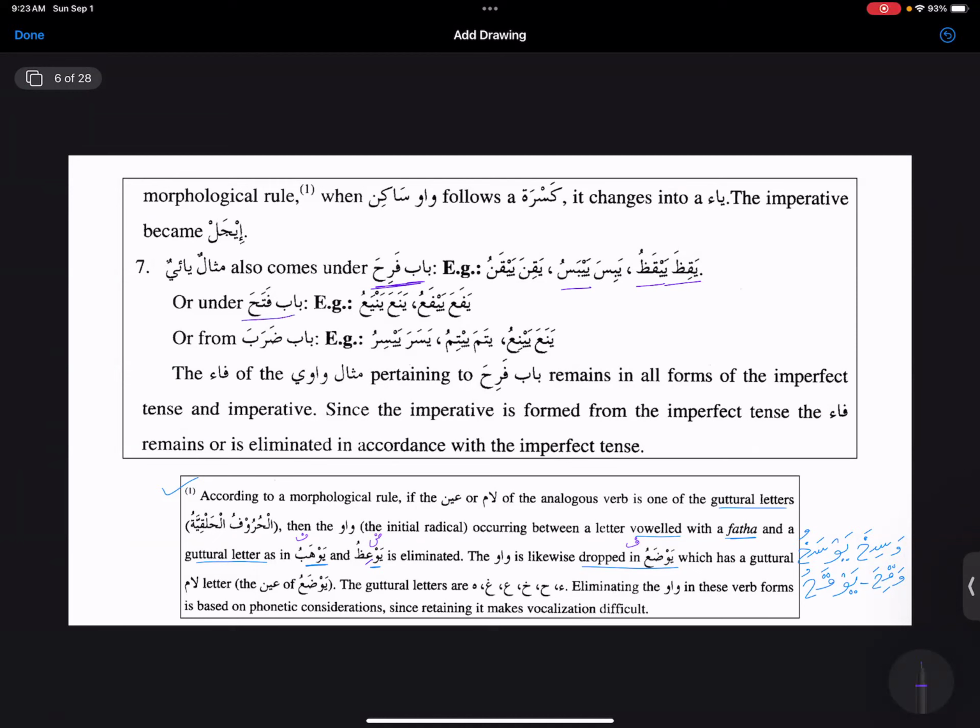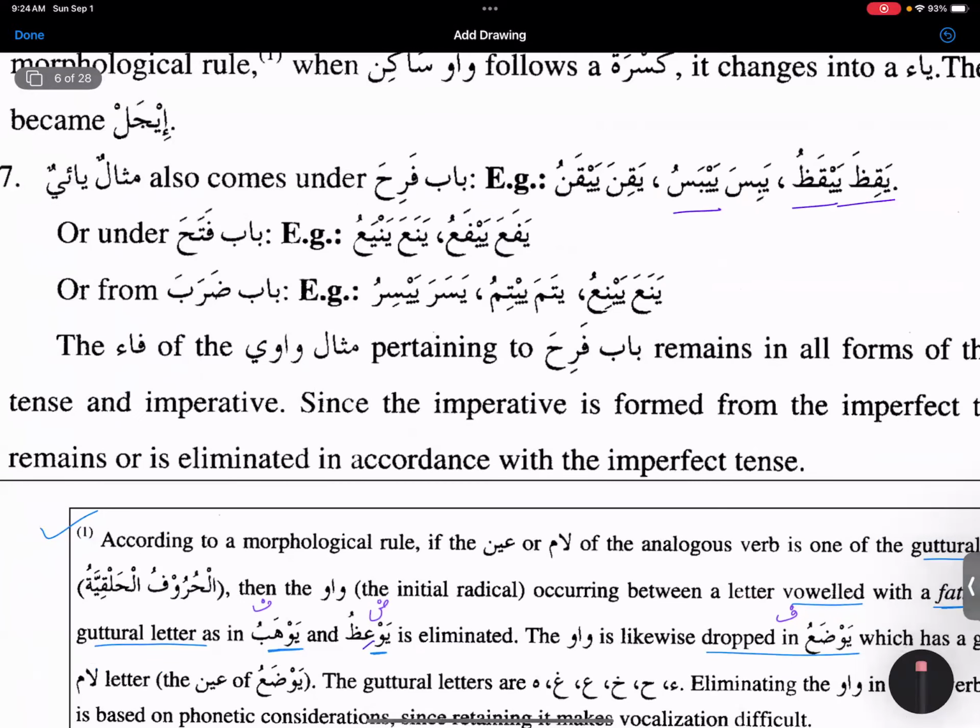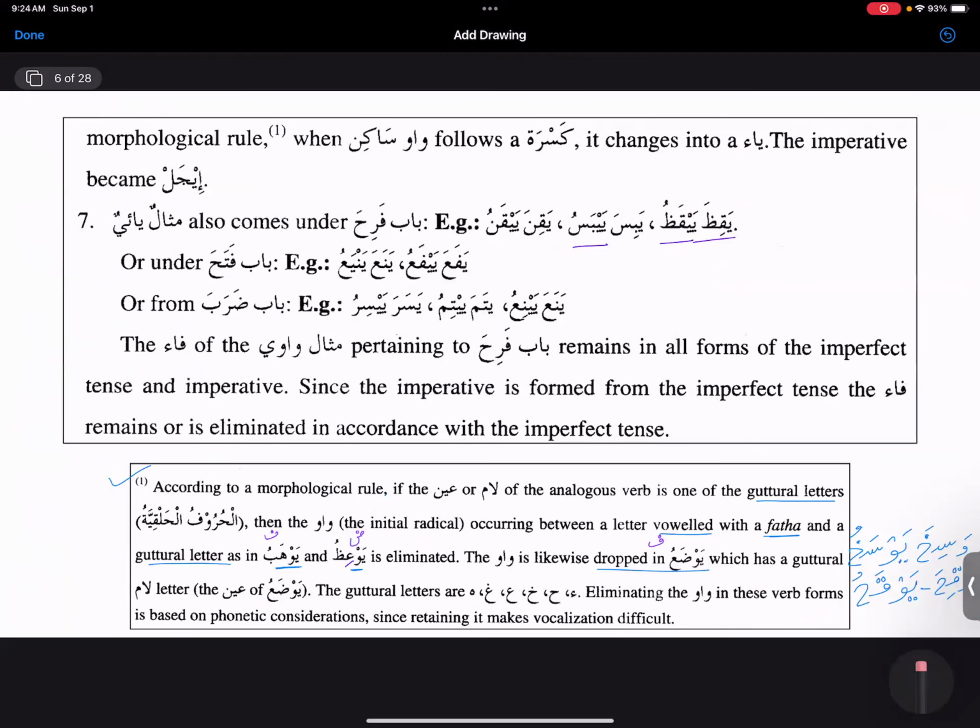Then some verbs come under bab fataha. So yafa'a, yayfa'u, yana'a, yanya'u. So that is bab fataha, and the ya is still there. Or from bab daraba, yana'a. So you see, yana'a is coming from bab fataha and bab daraba as well. So that happens, some verbs go to different babs even. So yana'a, yayni'u, and yatama, yaytimu, yasara, yaysiru. This is bab daraba. So misal yayi is easy. Nothing is happening. We are not dropping this ya at all, just staying there.